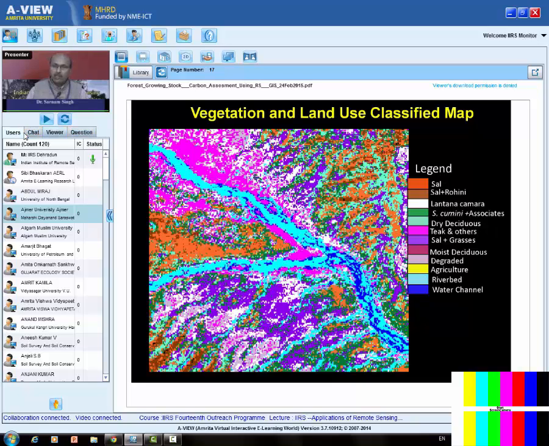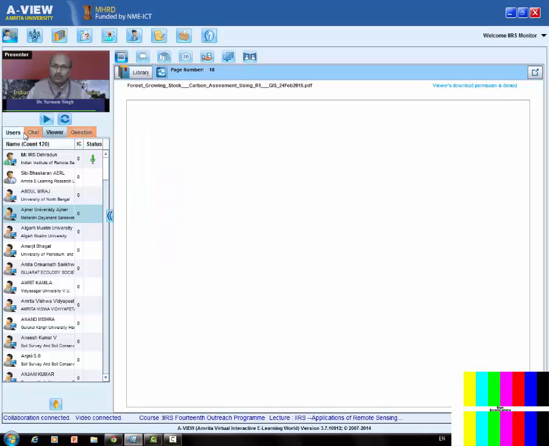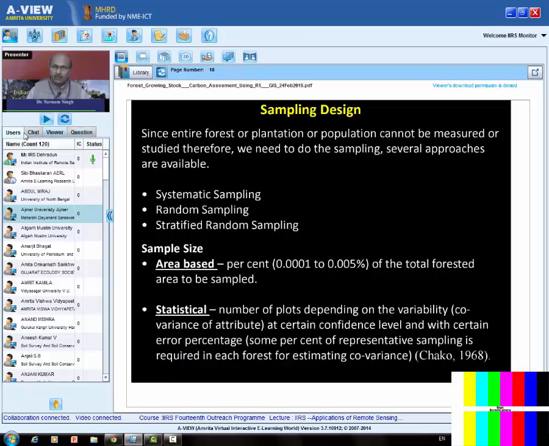So different forest types, different tree species or different communities can be identified on satellite data, and then this map can be used for further stratification. Next, once we have the classified map, the next challenge is to decide the sampling design. So we have basically three methods: one is systematic sampling, then random sampling, or stratified random sampling.